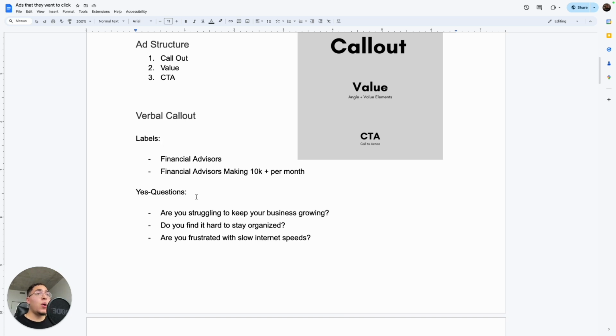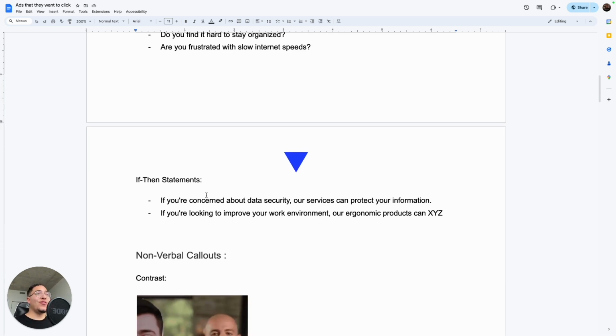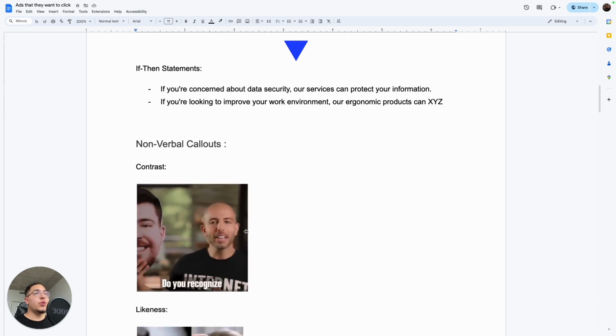The other type of callouts are yes questions. So for example, I could start my ad by saying, are you struggling to keep your business growing? Or do you think it's hard to stay organized? If the person says yes, they are going to want to keep watching the ad. Then we have what we call if statements. So if you're concerned about data security, our services can protect your information. So that's another way of specifically targeting people in this scenario that are problem aware because they're concerned about data security.